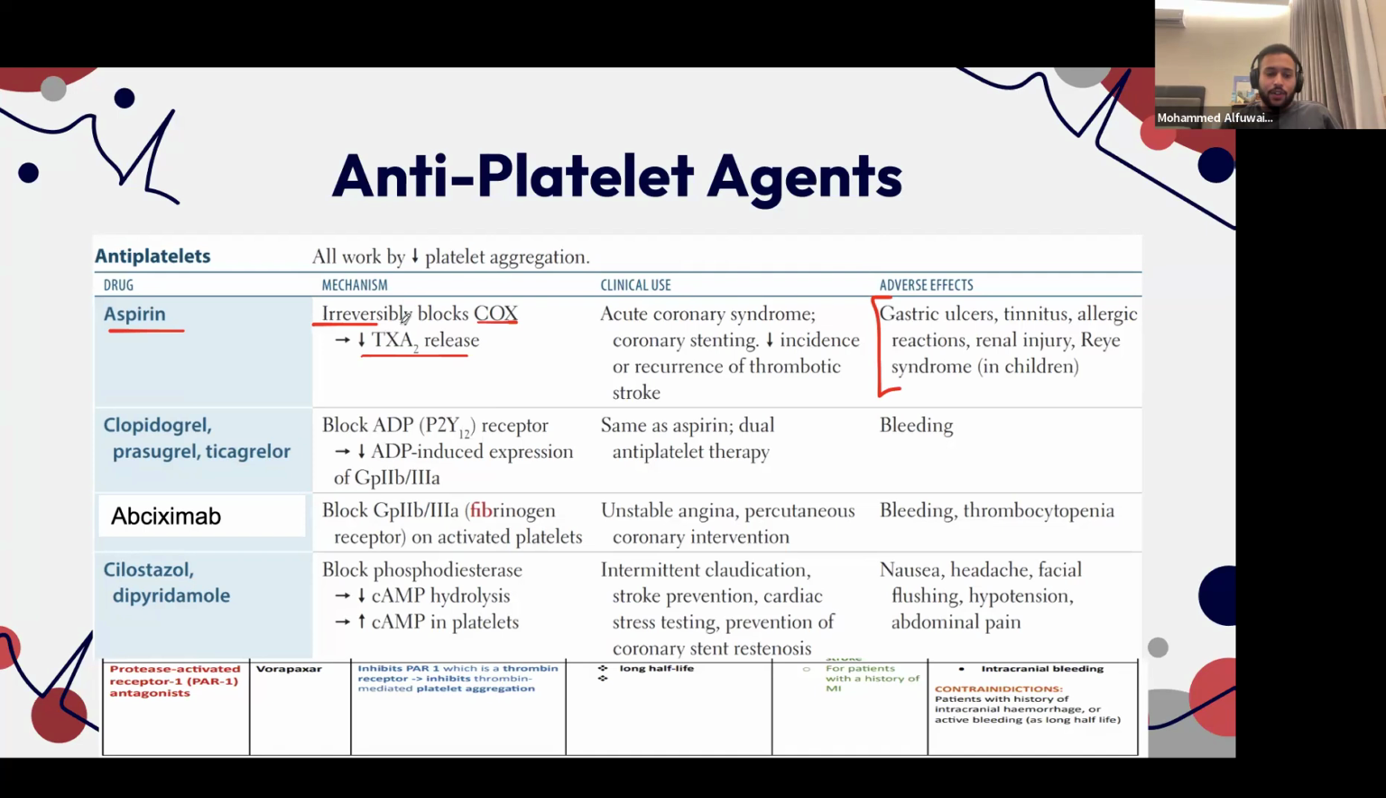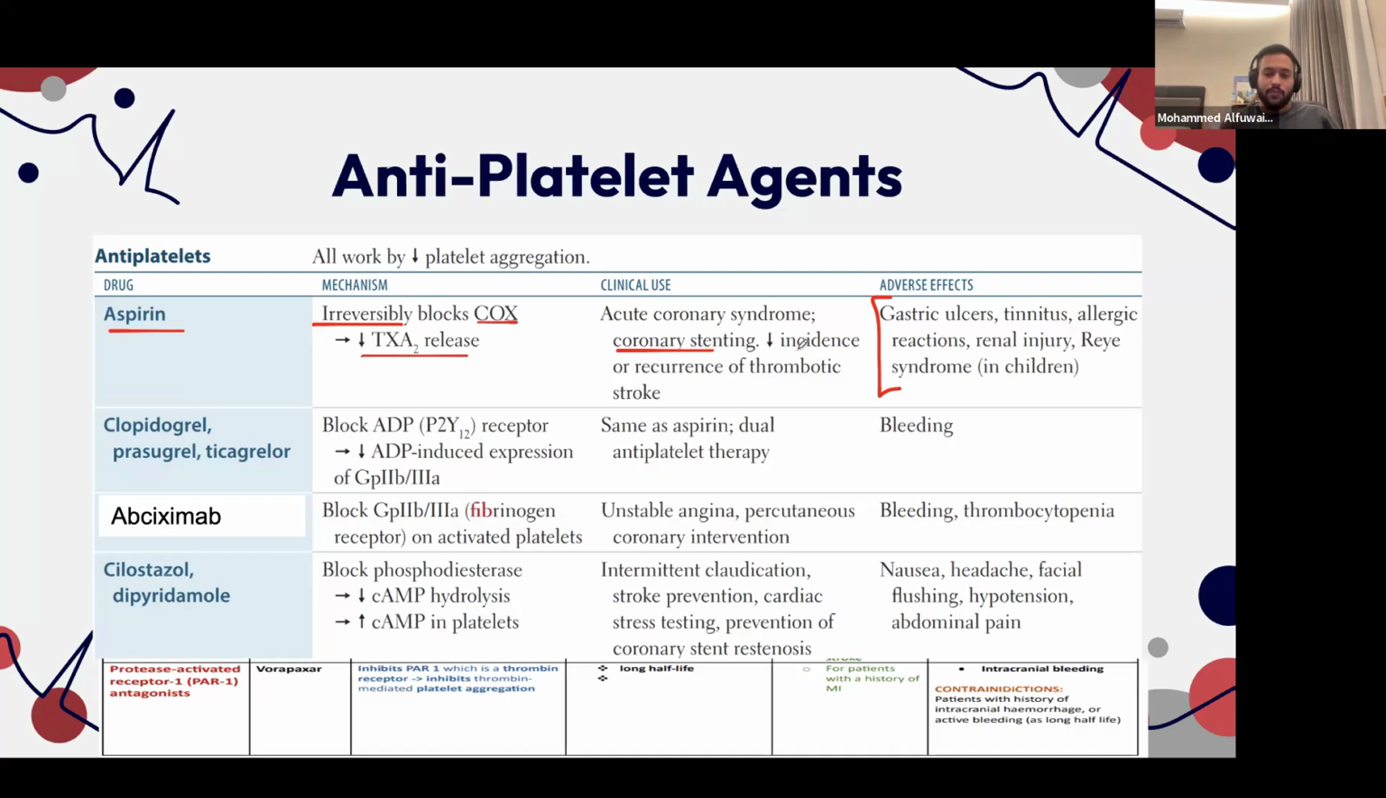Another thing is it irreversibly binds. So you give it once a day, even though its half-life is like 2 hours, you only give it once, because it irreversibly binds. Now, it's the drug of choice to give in acute coronary syndrome. I'll explain what drugs to give in coronary stenting, because typically when you treat patients with acute coronary syndrome with stenting, they have something called stent thrombosis that can happen as a complication.